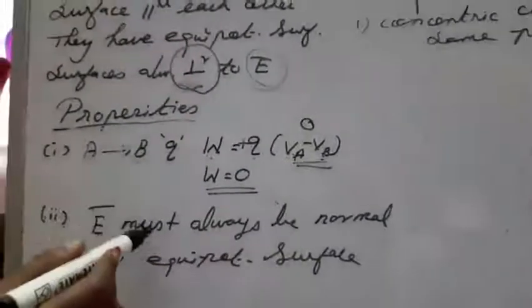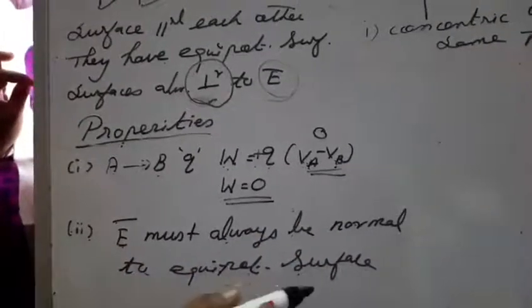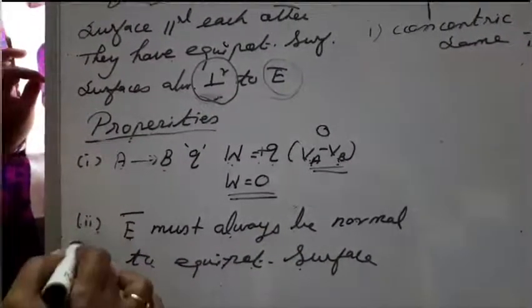And the second property: the electric field is always normal to the equipotential surface. So this is the second point.